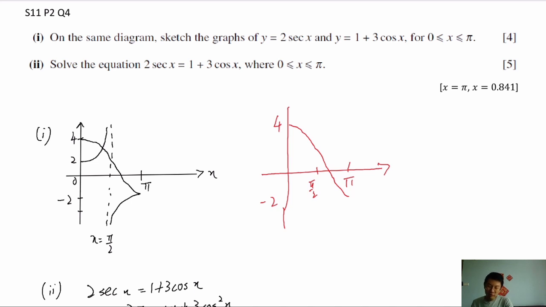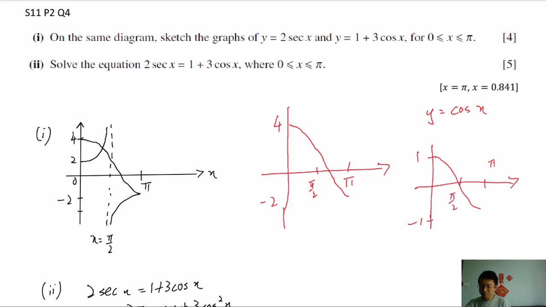So how do we deal with the 2 secant x? What we need to know is the shape of the cos x graph. We do not need to really memorize the graph for secant or cosecant, as long as we know the properties of cos and sine. So again, this is our cos x graph. We will have pi and pi over 2. The two values here are 1 and negative 1. So this is for our cos x.